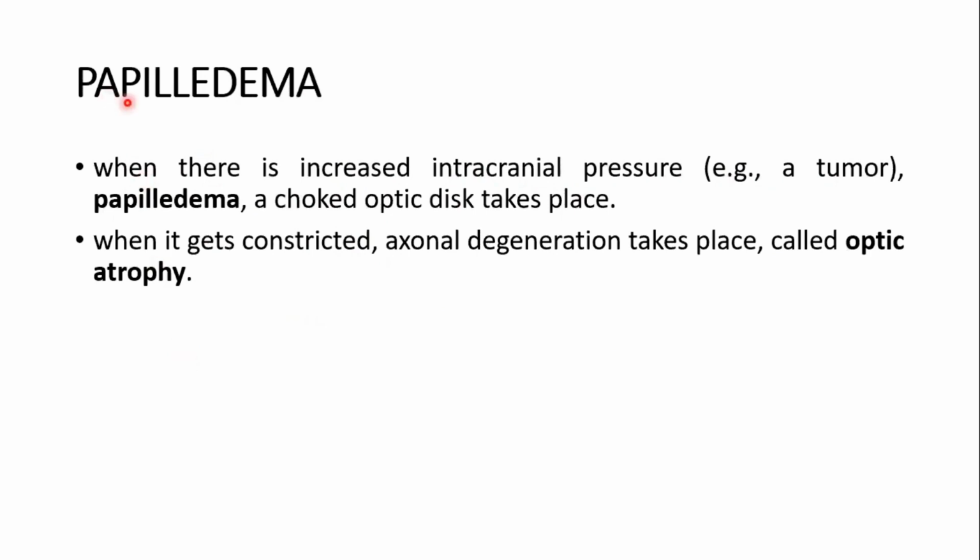In the last, we'll discuss the very important papilledema. It results when there is increased intracranial pressure, for example, due to a tumor. Papilledema is a choked optic disc. When the optic disc gets constricted, axonal degeneration takes place, which is called optic atrophy, right?